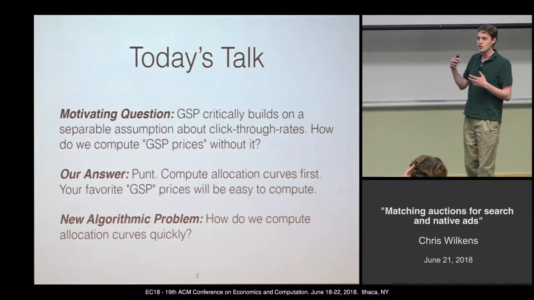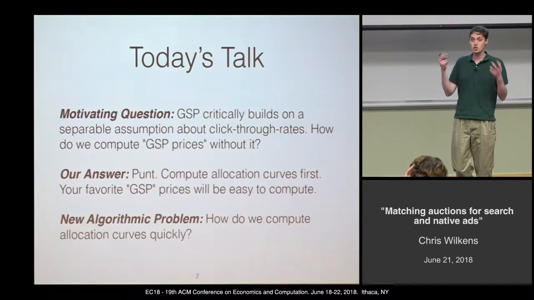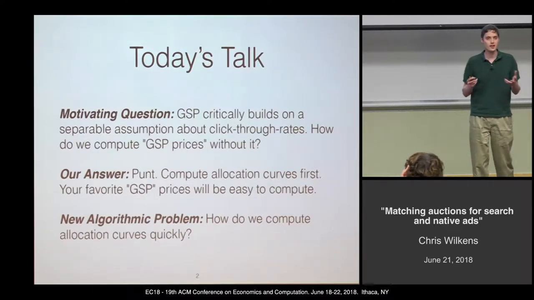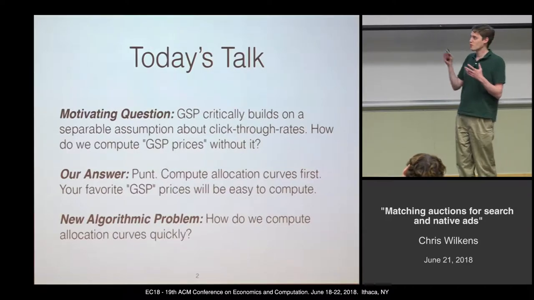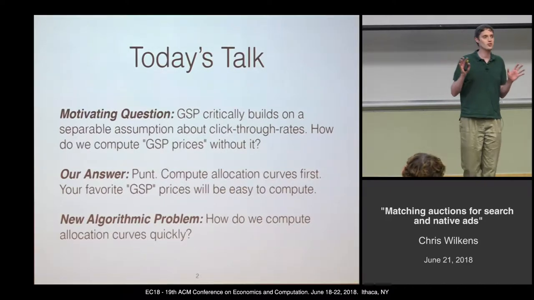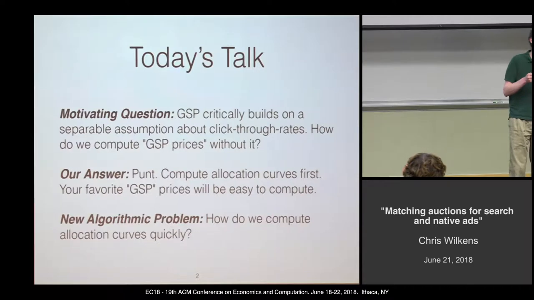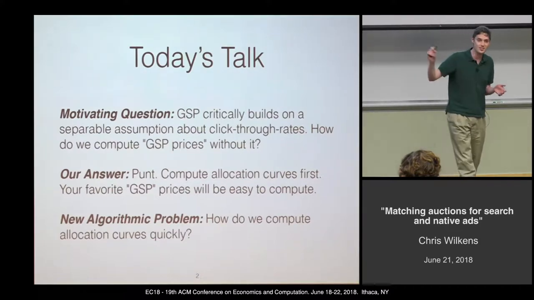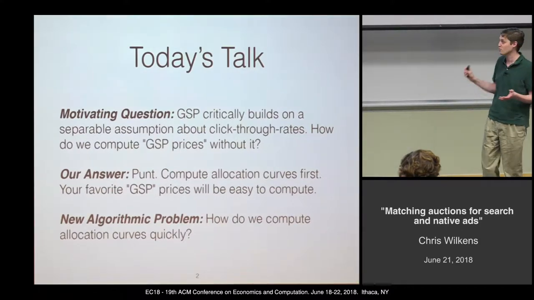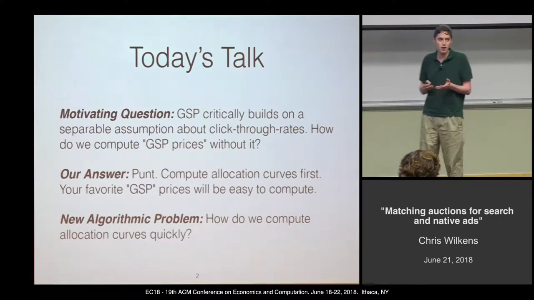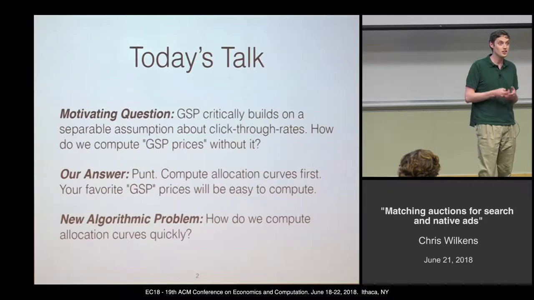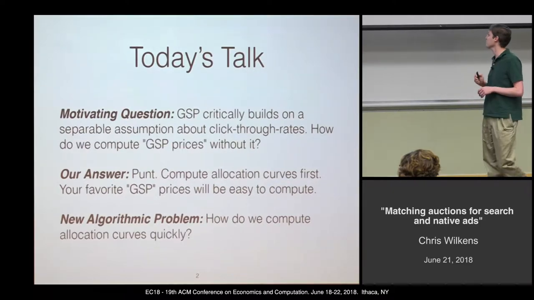But there's a question, if that's not true, how can we run a GSP-style auction? And what does that mean? We have a few different answers. For the moment, we throw up our hands and say we're actually going to punt on that question. What we're going to do is come up with an implementation that's kind of universal. We're going to compute the allocation curve that you write in all of your papers in theory. We're going to compute it directly. And that gives us this new algorithmic problem. How quickly can we compute all of these allocation curves? Can we do it in a way that's practical? And the answer is going to be yes.